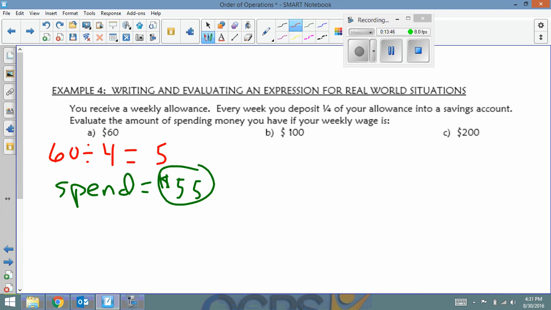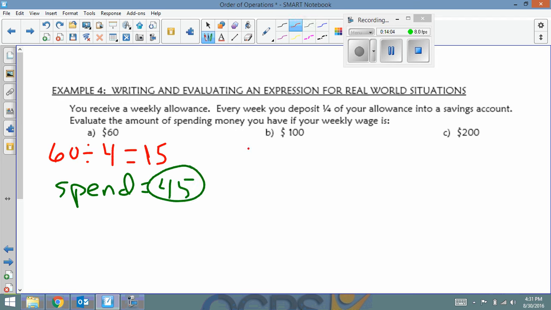This should actually be 15. I messed that up for some reason. Which actually now changes my spend money because remember this money here is how much you deposited. So our spend is how much we have left. So 60 minus 15 leaves us with $45 left.